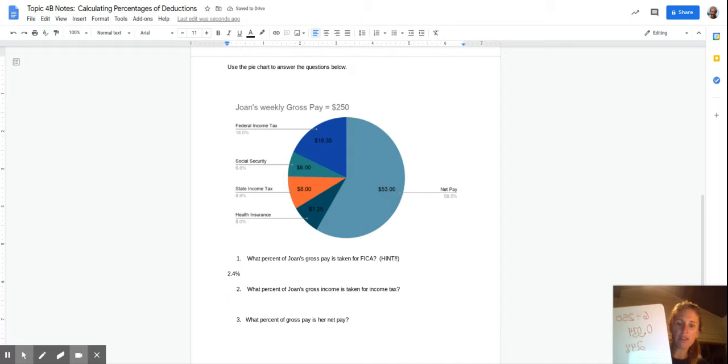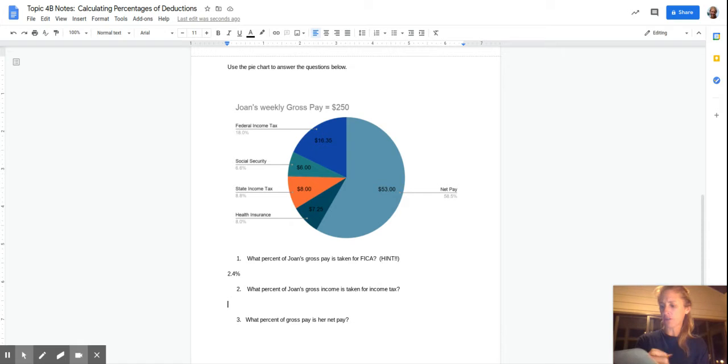Okay, number 2, what percent of Jones' gross income is taken for income tax? So how many income taxes do we have on our chart? We have 2. We've got the federal one. And how much money is that? That is $16.35. And we've got the state one. And the state one is $8. Again, I'm not taking the percentages. We're just going to go with money because I couldn't get the circle graph to work right.